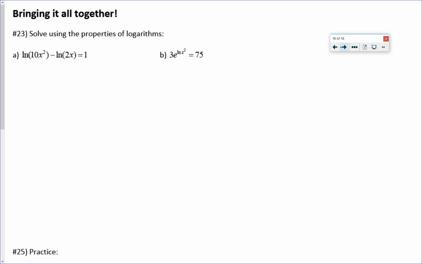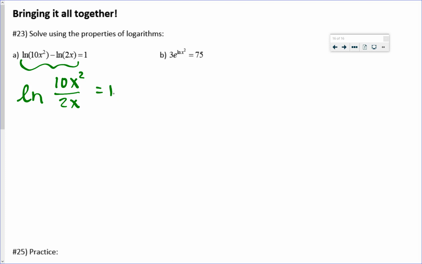So, bringing it all together. We have natural log of 10x squared minus natural log of 2x equals 1. It wants me to solve, like we did Monday. Solving logarithms. My steps are the same. Condense my logarithms into one logarithm first. So this becomes natural log of 10x squared over 2x equals 1. These steps don't change.